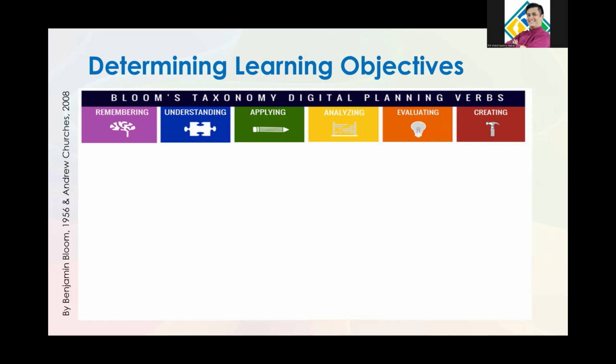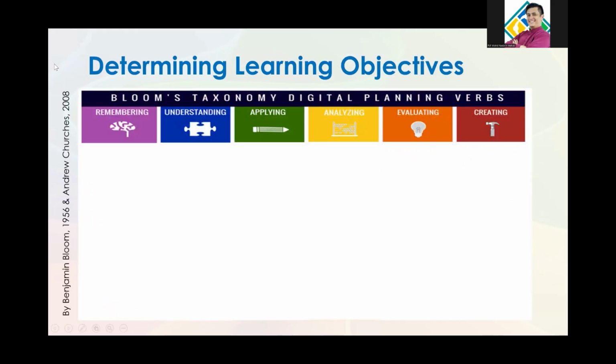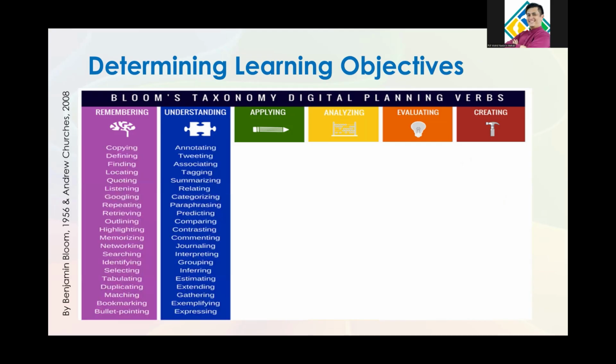So he says that if you have verbs like select and master, manage and teach, utilize, these are pretty standard verbs. Can I get something a bit more sophisticated? So he created the taxonomy of remembering, understanding, applying, analyzing, evaluating, and creating. He says that whenever you design your program or your course or your class, ask yourself, what is it you want them to be able to do? If you want them to be able to remember and understand, these are some verbs that you can use.